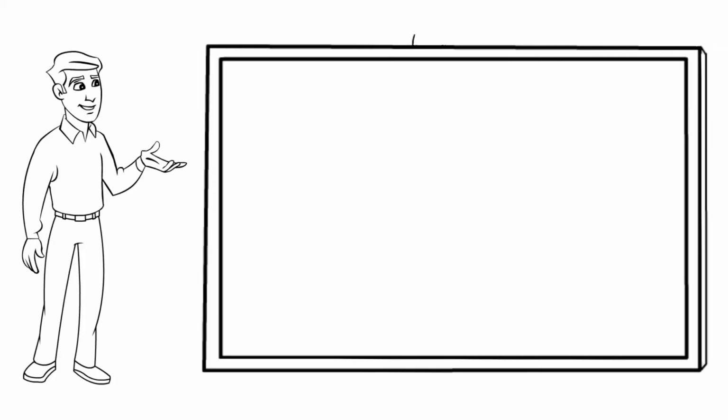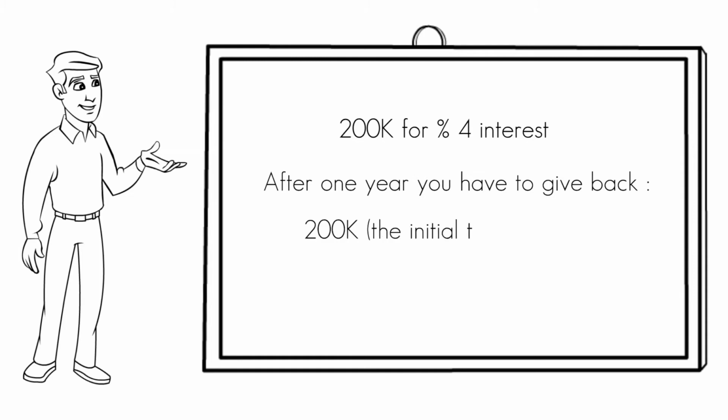The compensation in general is a percentage interest over the total amount. So in this example, if the bank lends $200K to your startup for 4% interest, then after 1 year you have to give back the $200K, the initial total amount, plus $8K, which is the interest. So the bank gets compensated for the risk in lending you the money.